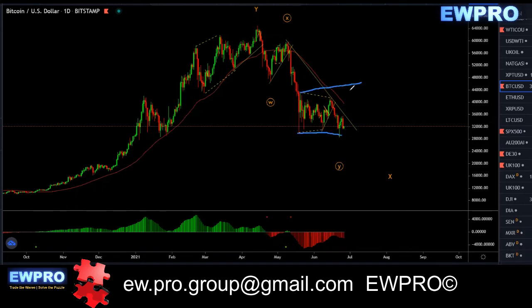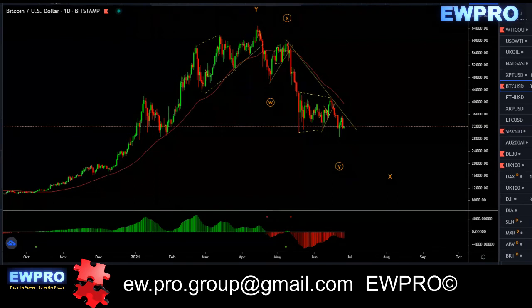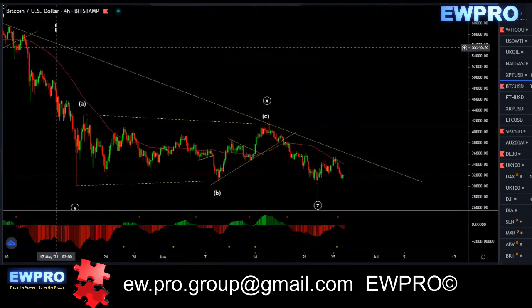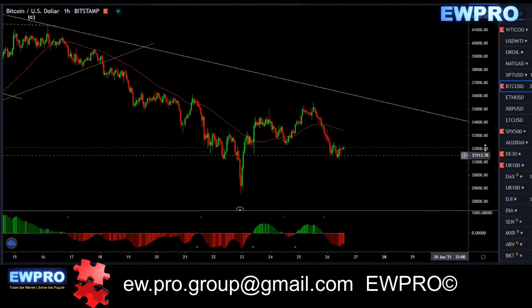Well, that's an expanding flat, but you know what I mean. It could be expanding or it could be running. We don't know. We don't have to know. But we got that bullish divergence on the H4, so we're looking for that. We're only looking for buys.